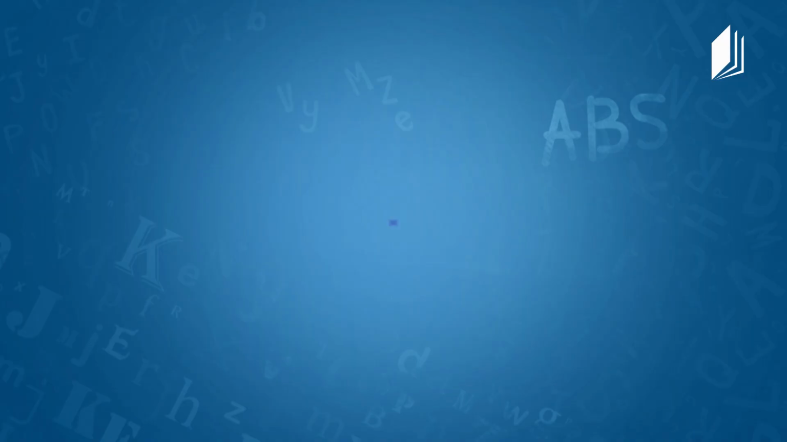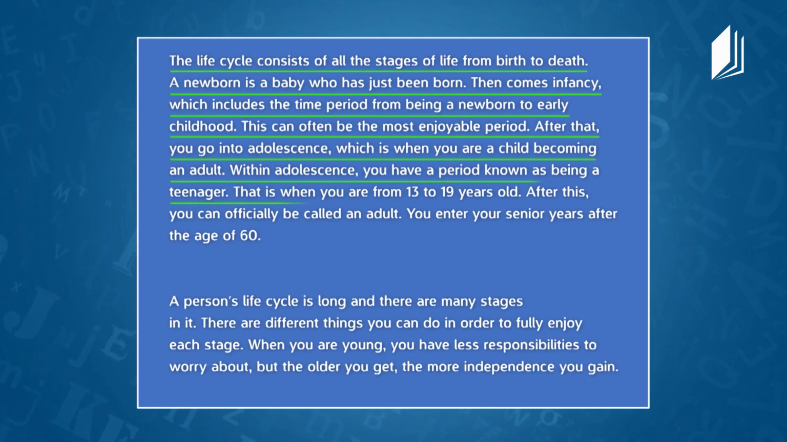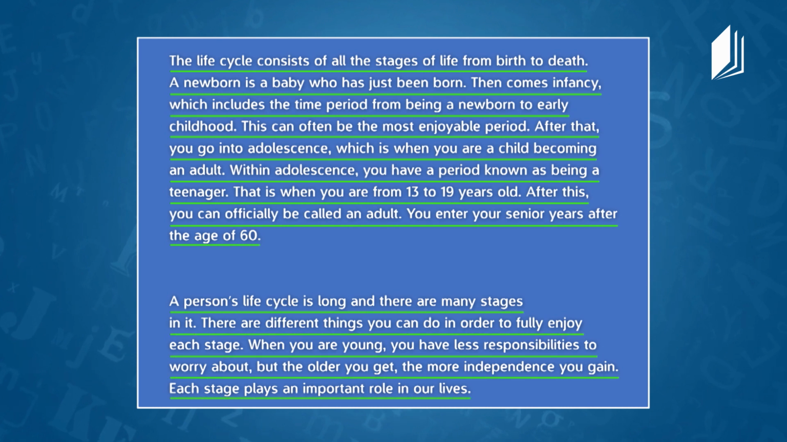So, the life cycle consists of all the stages of life from birth to death. A newborn is a baby who has just been born. Then comes infancy, which includes the time period from being a newborn to early childhood. This can often be the most enjoyable period.